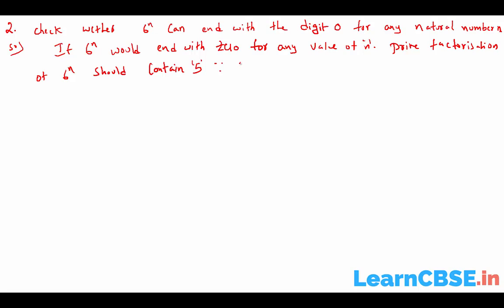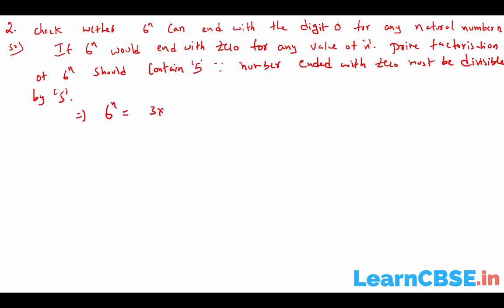Since a number ending with 0 must be divisible by 5. That means if for any value of n, 6 power n ends with 0, it should be divisible by 5, because a number ending with 0 should be divisible by 5. That means if it is going to be divisible by 5, 6 power n should contain the factor 5 in its prime factorization. Now let's go with the prime factorization of 6 power n.